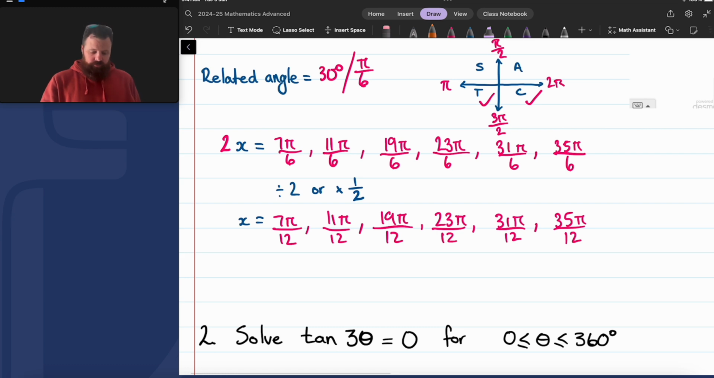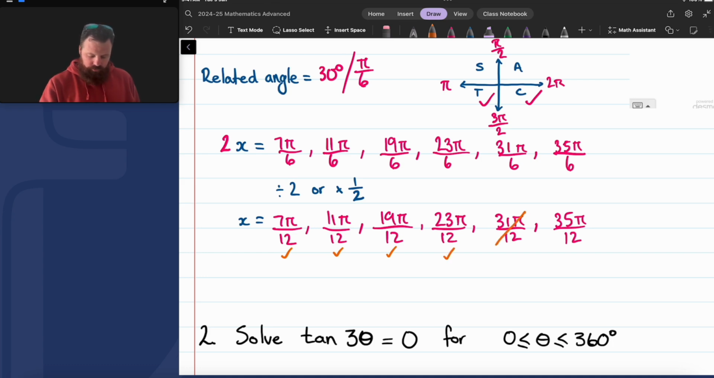7 pi on 12 is a solution because it's less than 1. 11 pi on 12, it's less than 1 whole. 19 pi on 12, it's greater than 1, but it's less than 2. Remembering here, if my denominator is 12, 2 would be 24, so my numerator needs to be less than 24. So 19 pi on 12 is a solution. 23 pi on 12, just a solution still.